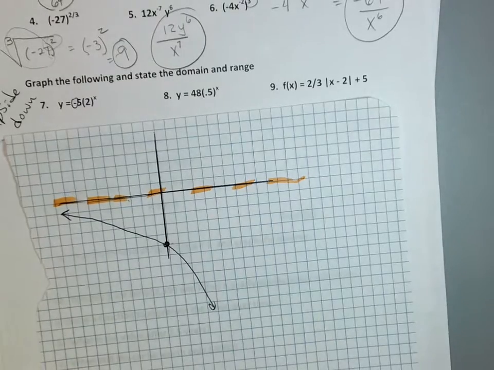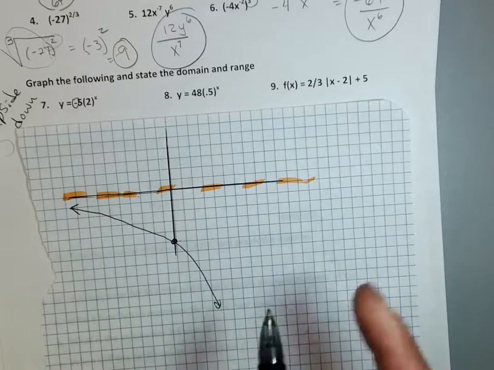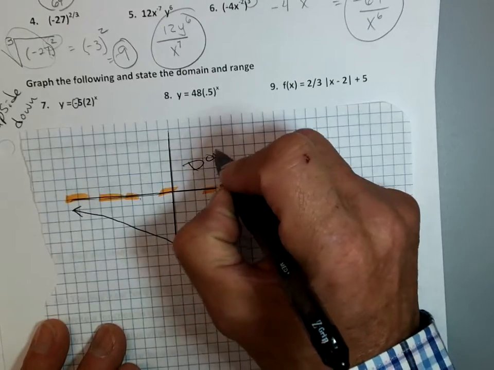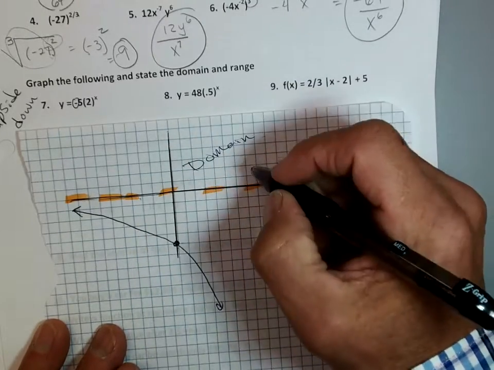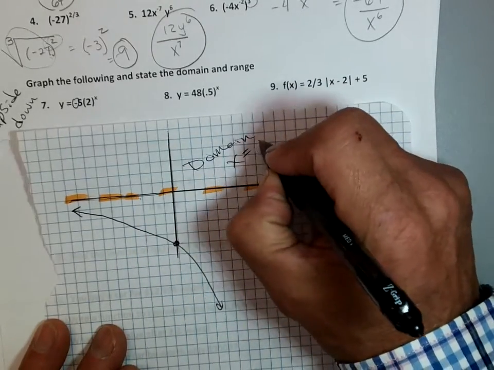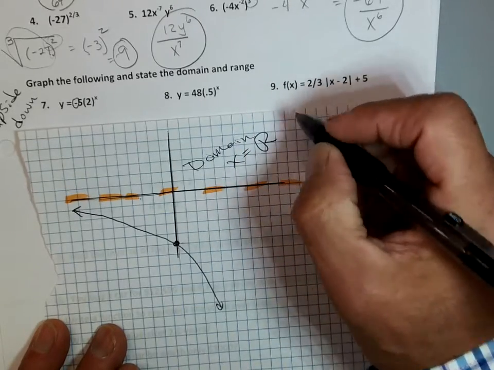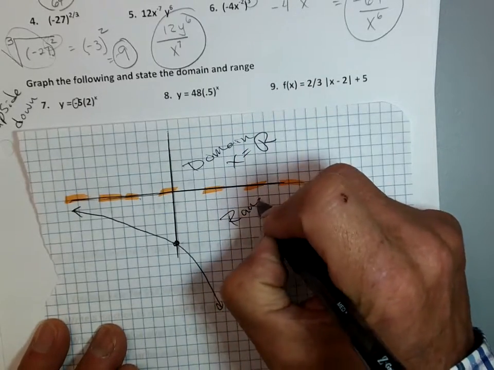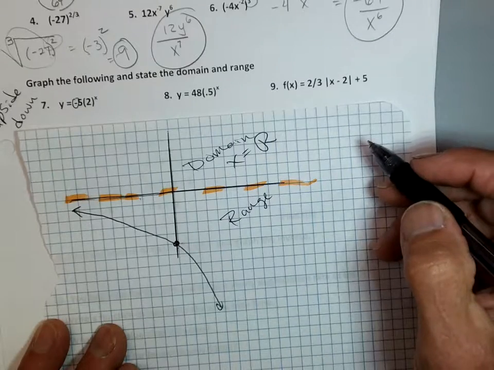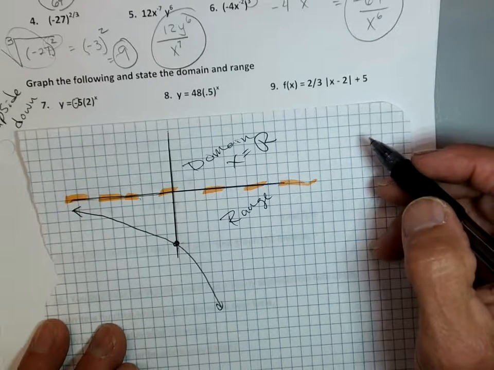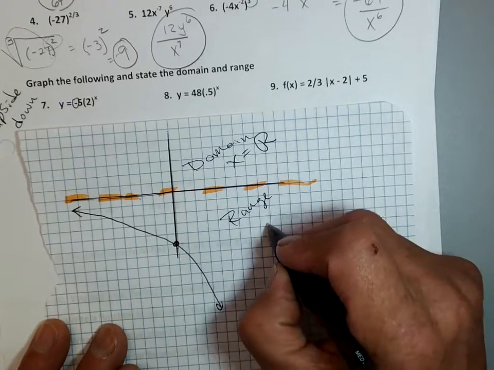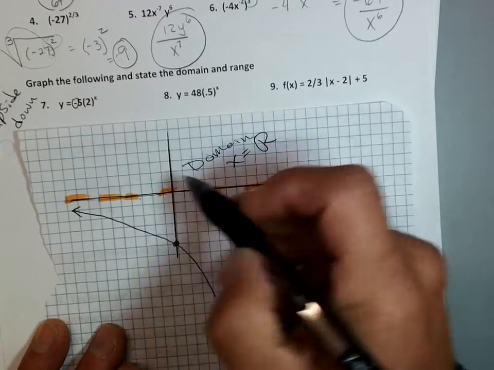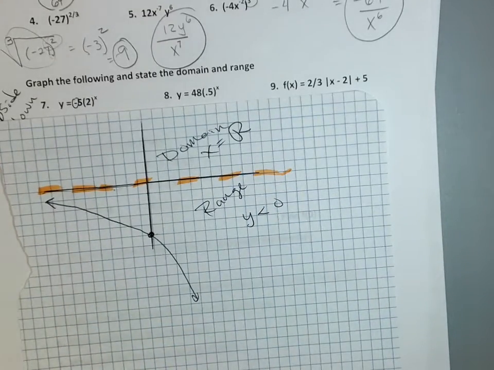So what is the domain and range of this? What's the domain? How wide is this graph? Infinite. Yes, x equals all real numbers. And what about the range? Less than 0. Nice job, Caleb. It doesn't equal 0, but it's less than 0 because it never touches 0. So no equal sign. Just less than 0.